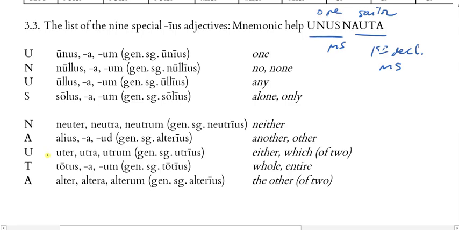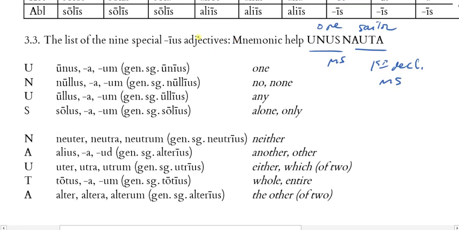Also, one other thing: these adjectives are all quantitative. They refer to quantity. So you might describe them in linguistics as quantifiers, but they all have something to do with quantity of one sort or another. All right. So unus, una, unum, and the genitive is going to have that ius ending, right? So unius. So that's one.